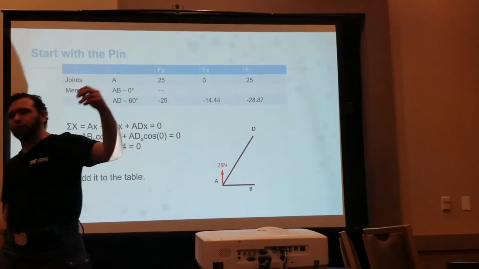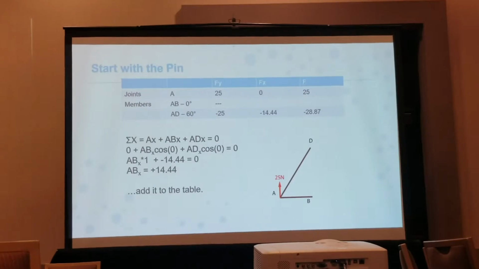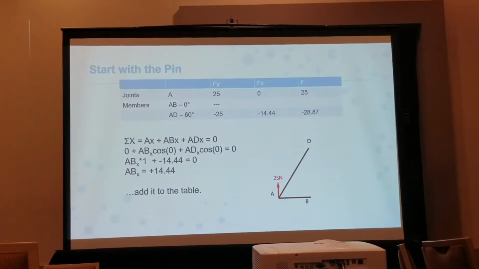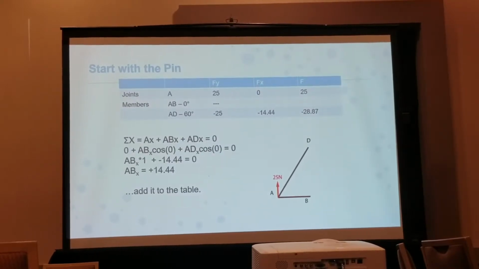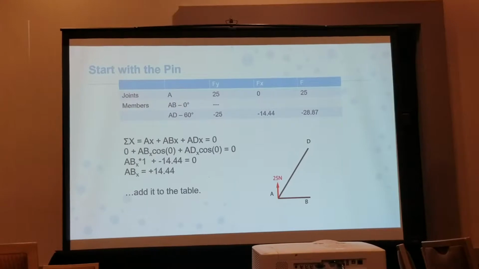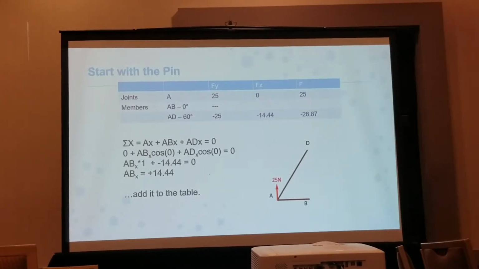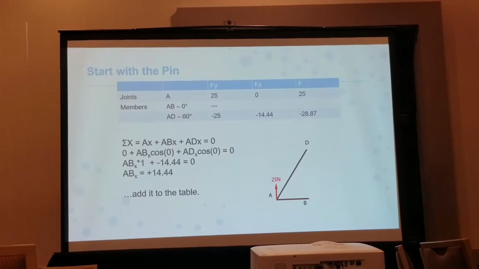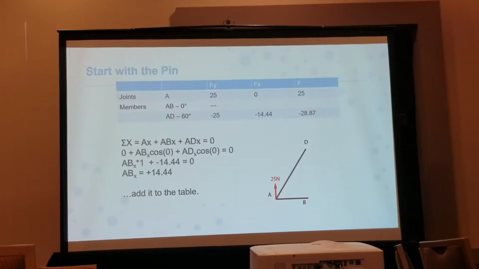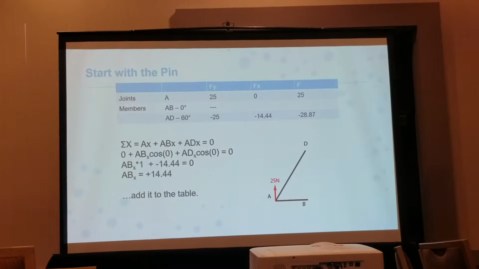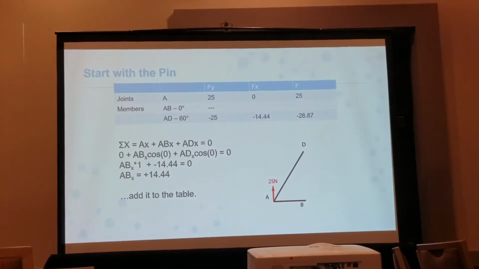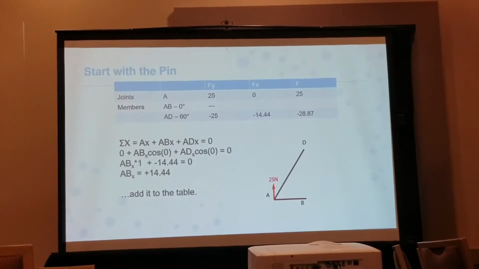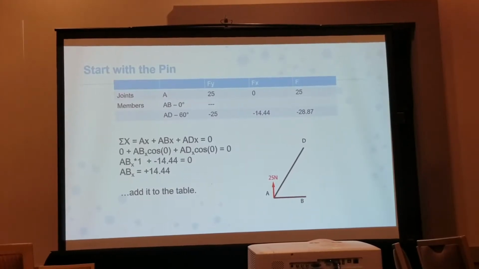Now, you will get some kids who are going to say, oh, sweet, so we can just put 14.44. No, you get to put this. Sigma x equals A sub x plus AB sub x plus AD sub x equals 0. ABX, I clicked too many times to get to that. I need to fix the clicks. But anyway, we get to the point where this confirms that AB sub x equals 14.44. That's where we get that piece of information.